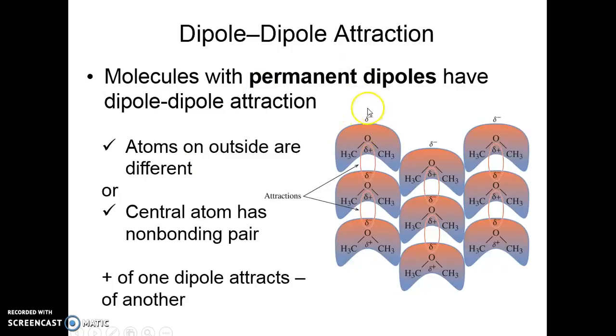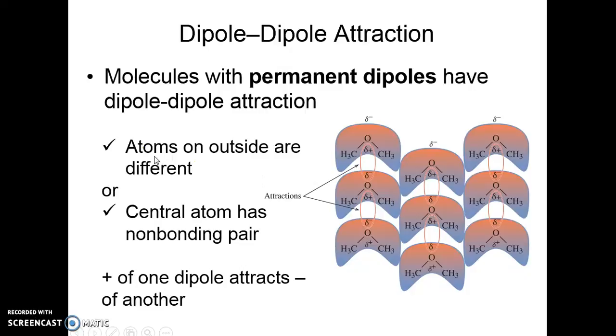The oxygen has a del negative on it, and this side of the molecule with the less electronegative carbon and hydrogen has del positive. And what happens is the negative on one molecule will be attracted to the positive on the other. So any molecule with a permanent dipole will have this dipole-dipole attraction.